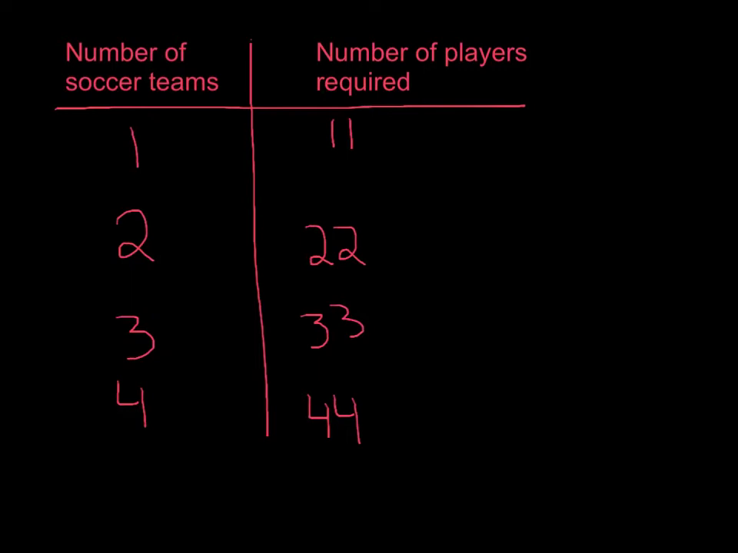So let's look at the relationship in this first example. We have a number of soccer teams, which can represent the x values, and then the number of players required depending on how many teams there are, which would be our y values. So for one soccer team we have 11 players, two soccer teams, 22, 3, 33, 4, 44. We want to see what is the relationship between x and y. What do we have to do to our x values to get to our y values? How do we get our y values?